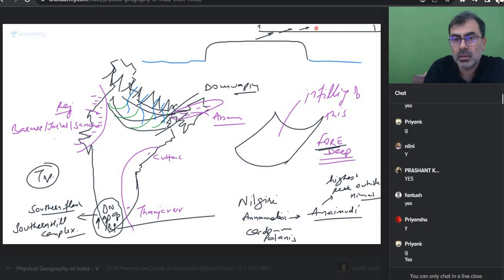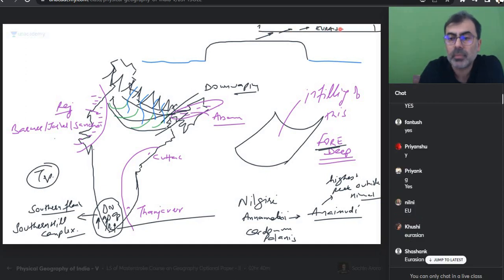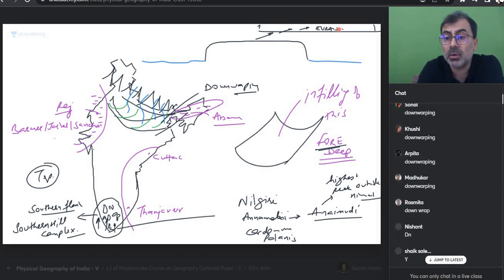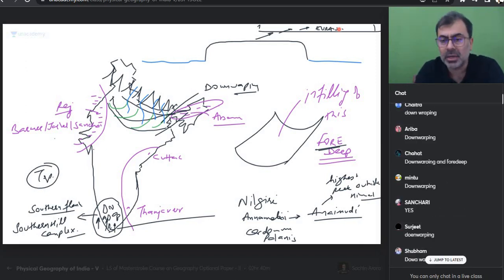Collided with Eurasia. What happened to the northern flank? Quickly tell me what happened to the northern flank? The downwarping, creation of a four deep. Everyone, are you getting the geographical language? So don't say, sir, it bent, then a pit formed there. There was a depression, downwarping, creation of a four deep. Is everyone getting the language?